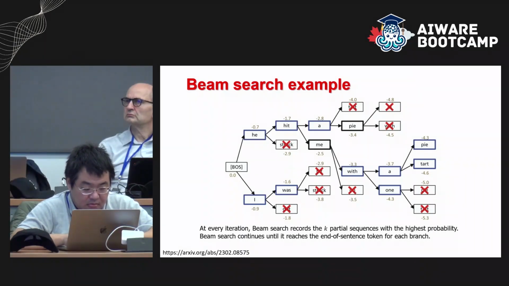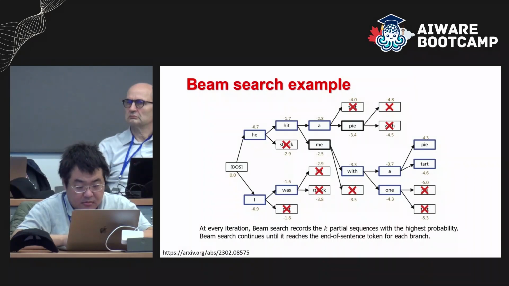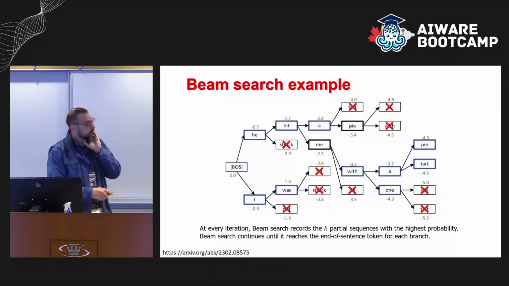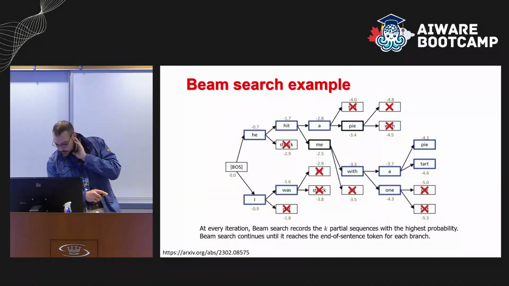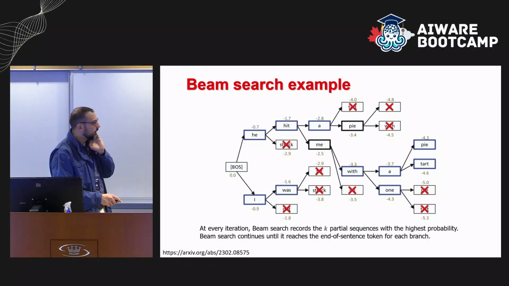Now you're going to unfold and do another iteration. From "he" I will generate 2 other tokens, and I will select "hit" and "struck". On top here, we have the probabilities of each of the generated tokens: this one is minus 1.7, this one minus 2.9. I'll look at the other path as well: from "I" I will generate "was" and "out", and here are the probabilities as well.